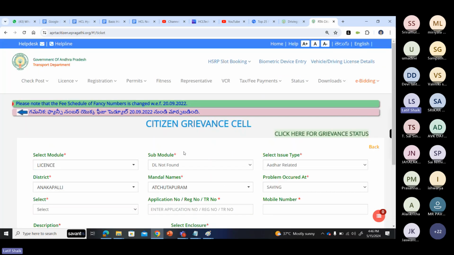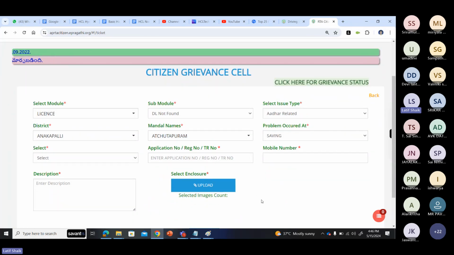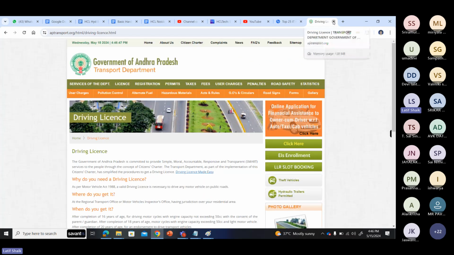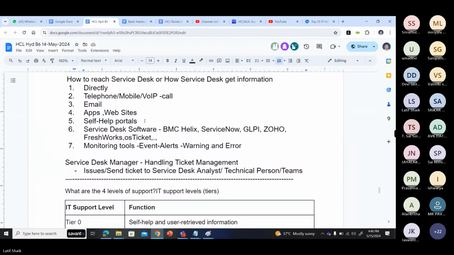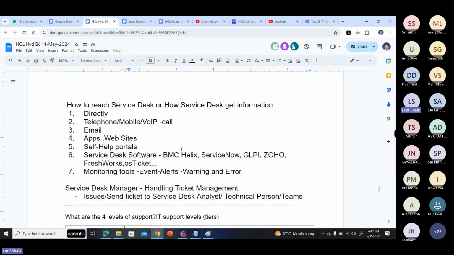So what will happen? That information goes to the specific department. Based on these options and information, it will go to the specific department, and that department will respond according to the information you gave. So that also comes under level zero. And another part of level zero is the user.